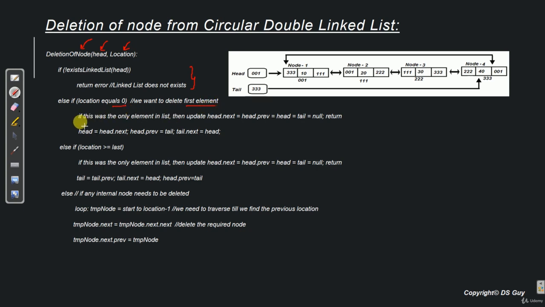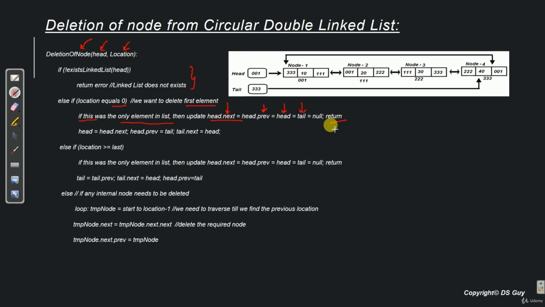We have to first check if this is the only element in the list. In that case there are very simple things to do, that is head.next, that is the current node's next reference, and the current node's previous reference, both need to be made null so that we can eliminate the self loop. Then we go to head, make it null, and tail, make it null. So that way nobody will be pointing to node 1 and hence it becomes eligible to be deleted by the garbage collector.